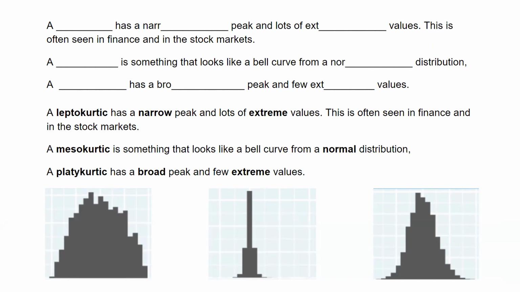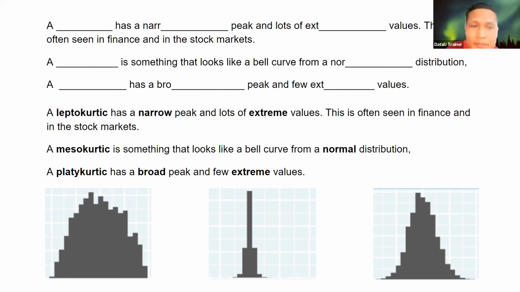I think the middle one is leptokurtic. All right. And why would you say that? Yeah, because the peak is very narrow. It's not wide. All right, that's a perfect description. So I would also agree that the middle one is leptokurtic.